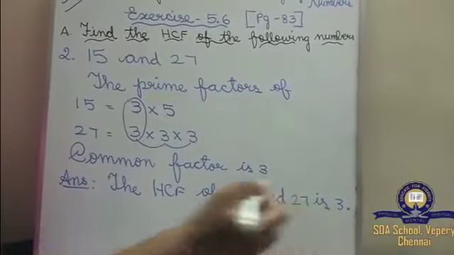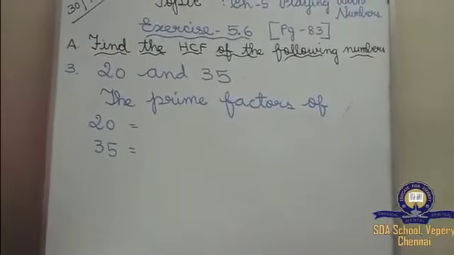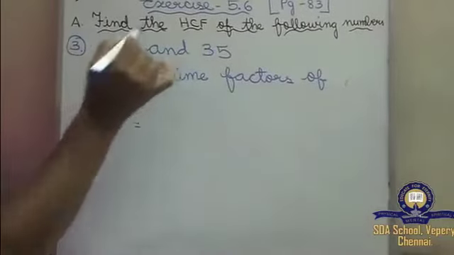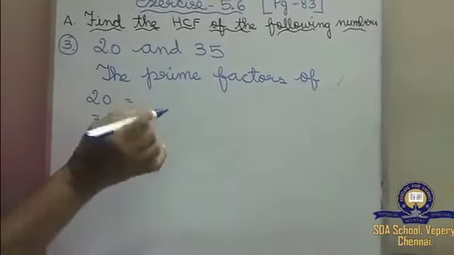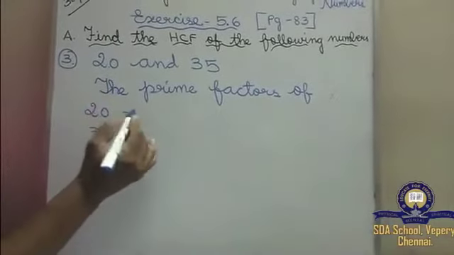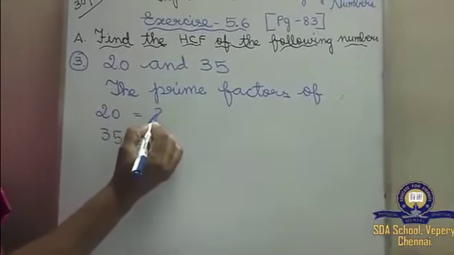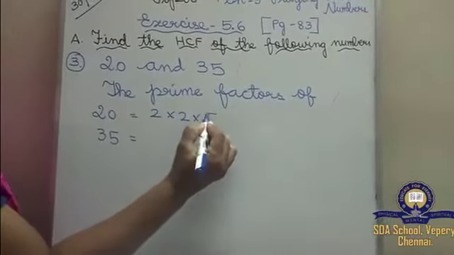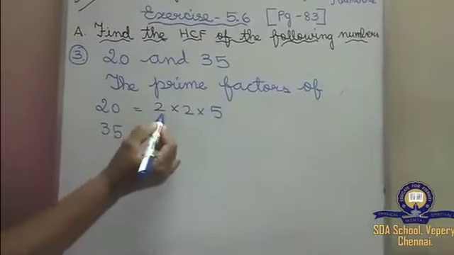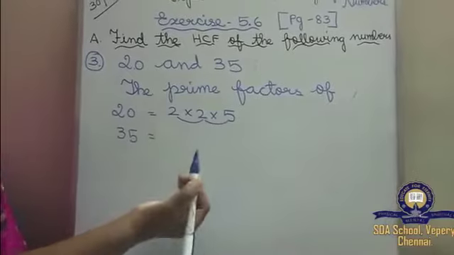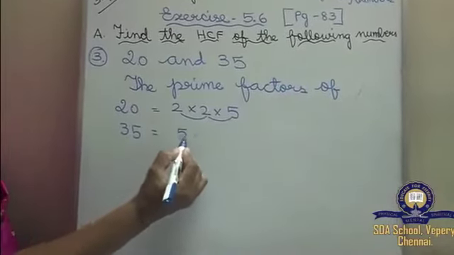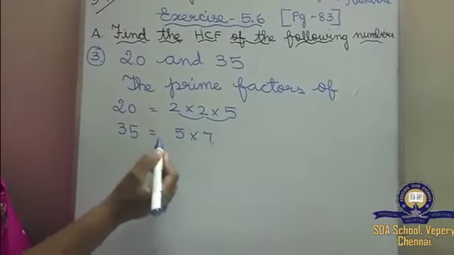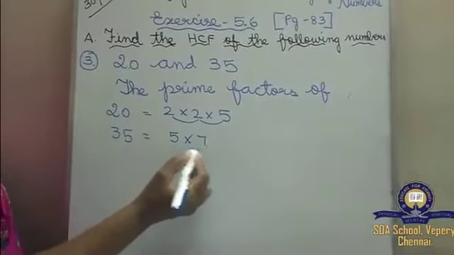Okay, children? We'll do the third sum. Third sum, 20 and 35. We have to use the prime factors as prime numbers and do this sum. So 20 goes, 2 into 2, 2 2s are 4, and then 4 5s are 20. Likewise for 35, only 5 into 7 will go. 5 7s are 35. It doesn't go in the 3 table.